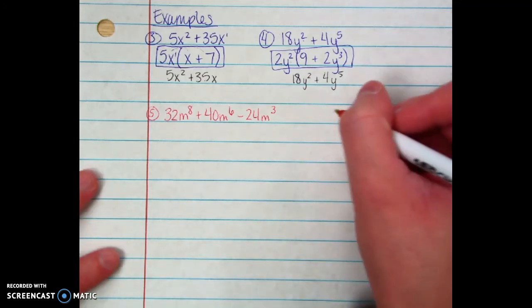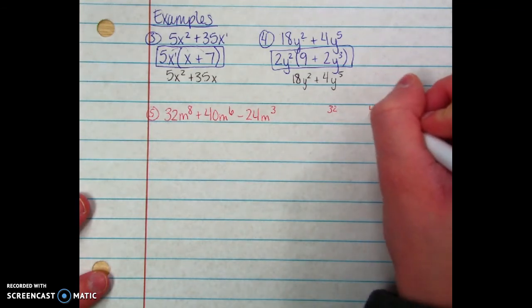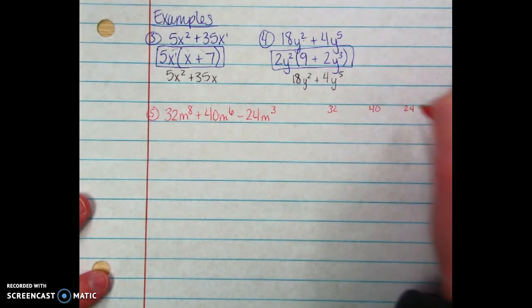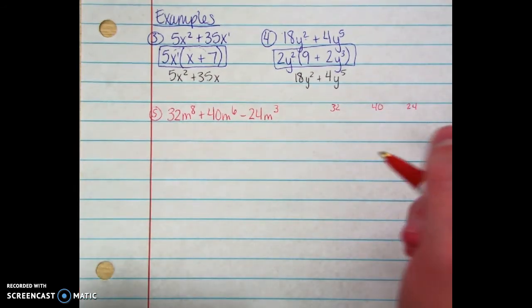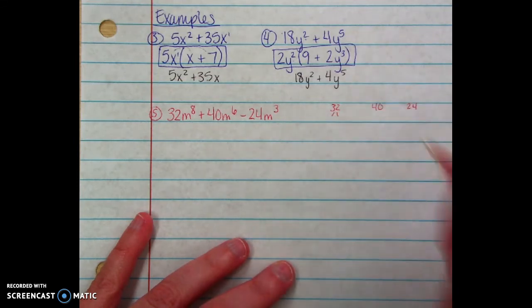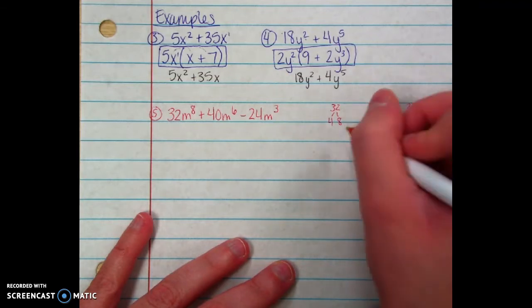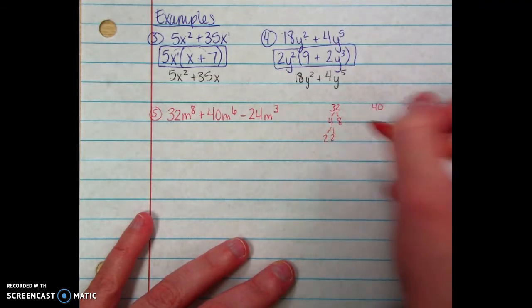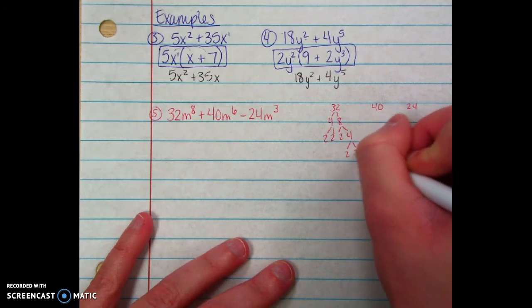I'm going to do them over here. So 32, 40, and 24. And don't worry about that minus sign. That doesn't really change anything right now. Tomorrow it will, but not today. So 32 would be 4 and 8. That's 2 and 2. This is 2 and 4, and the 4 is going to be 2 and 2.